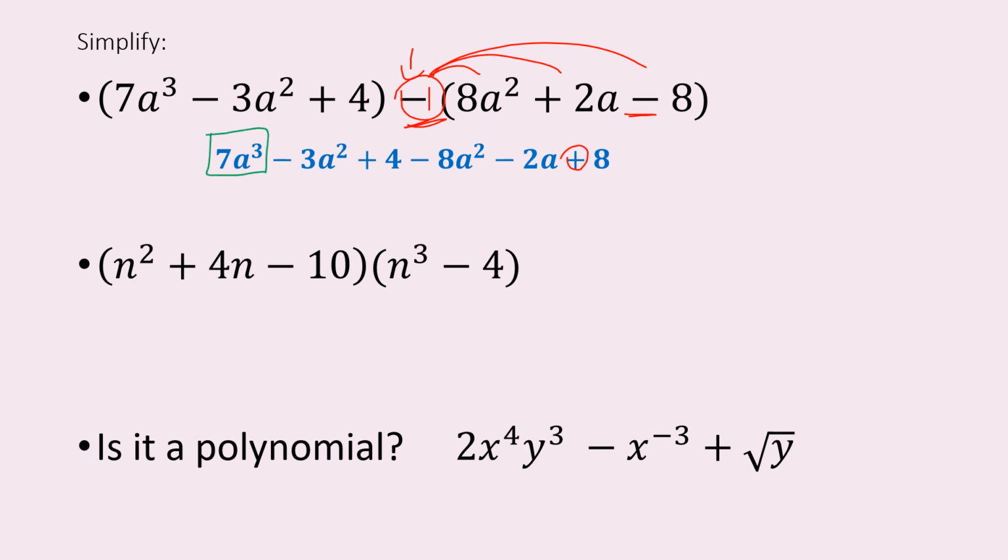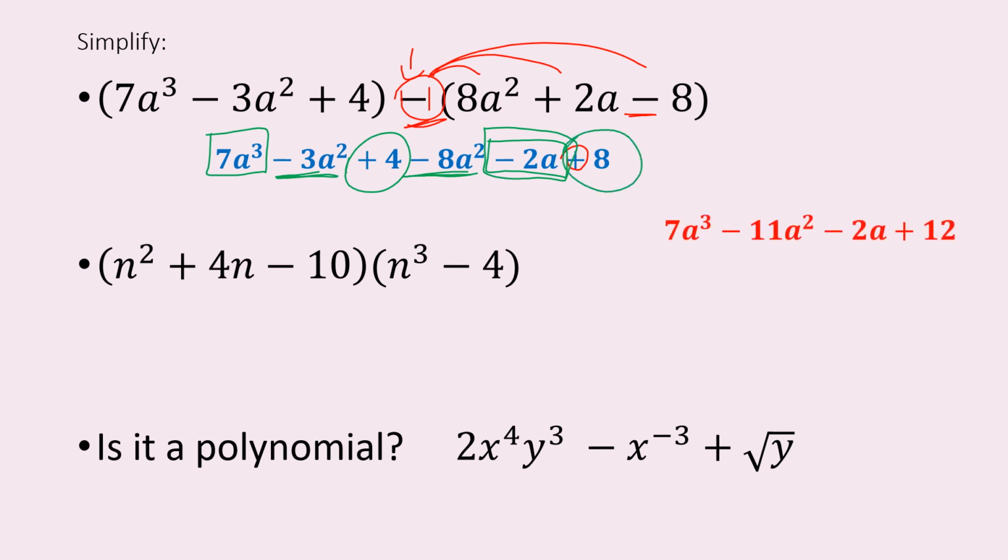So this doesn't have anything. That's just going to stay as 7a cubed. Negative 3a squared goes with the minus 8a squared. 2a is also by itself. And then lastly, we have the constants. All right, this is our answer.